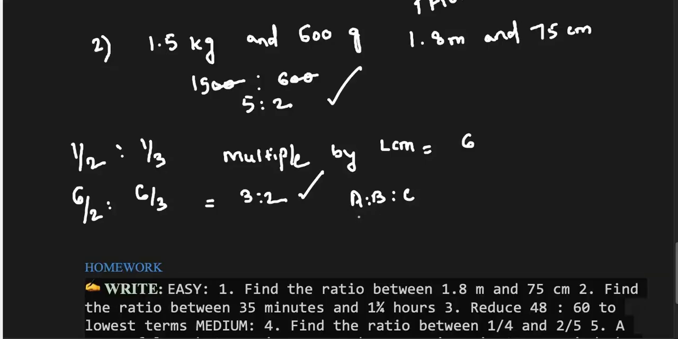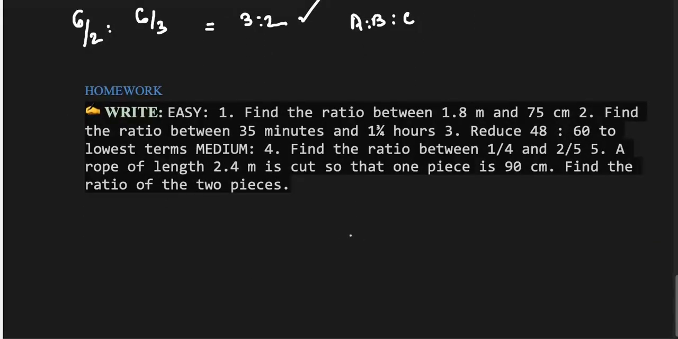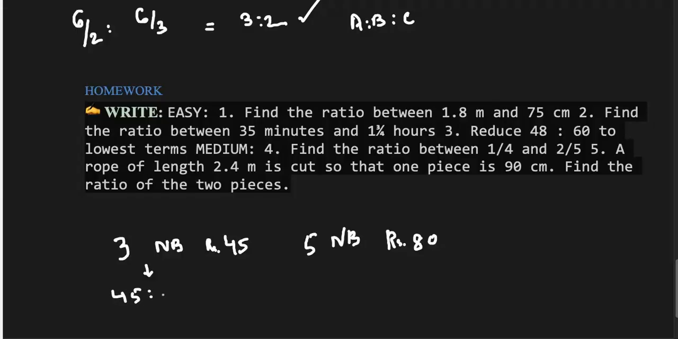Now let's go back to our opening question. I said 3 notebooks costing rupees 45, or 5 notebooks costing 80 rupees. Which is the better deal? Which is the better deal in both of them? For this we need to find out the ratios. First one, deal 1, price per notebook. Price per notebook will be 45 for how many? You are paying for 3.